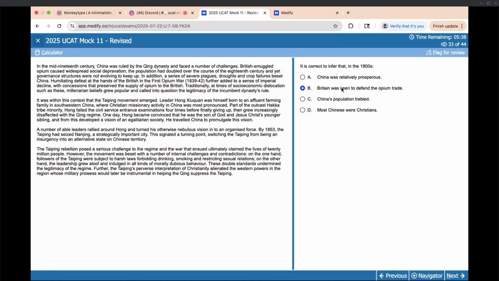Being prosperous, and preserve the supply of opium to the British. So British wanted to do it basically. The Taiping waged war here, since war ensued. That's true.